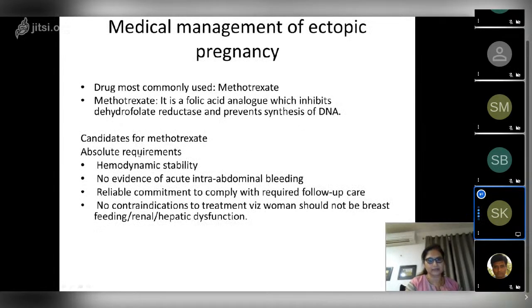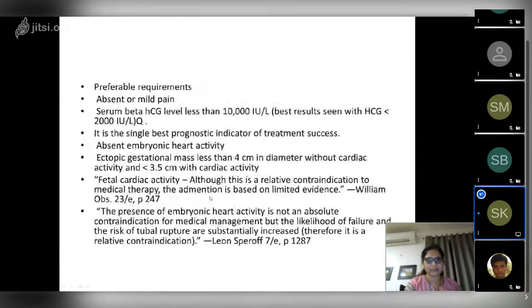What are the criteria for candidates for methotrexate? Absolute requirements are that the patient should be hemodynamically stable. There should be no evidence of acute intra-abdominal bleeding. There has to be reliable commitment from the patient, and she has to comply with the required follow-up care. There should be no contraindications to treatment: she should not be breastfeeding, and there should not be any renal or hepatic dysfunction. These are the absolute requirements for methotrexate treatment.